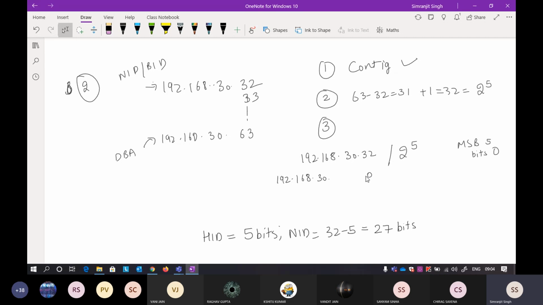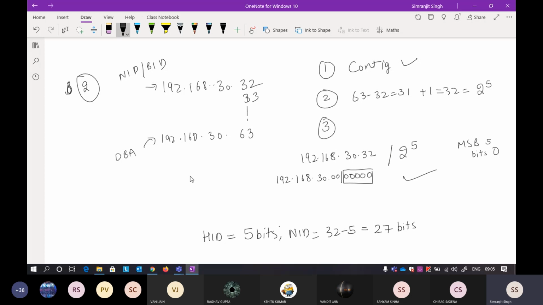Let me check it: 1, 2, 4, 8, 16, 32, 64, 128. Now check that the least significant 5 bits should be 0: 1, 2, 3, 4, 5. So the least significant 5 bits are 0, which means that the first address is completely divisible by this number. So this is also correct.